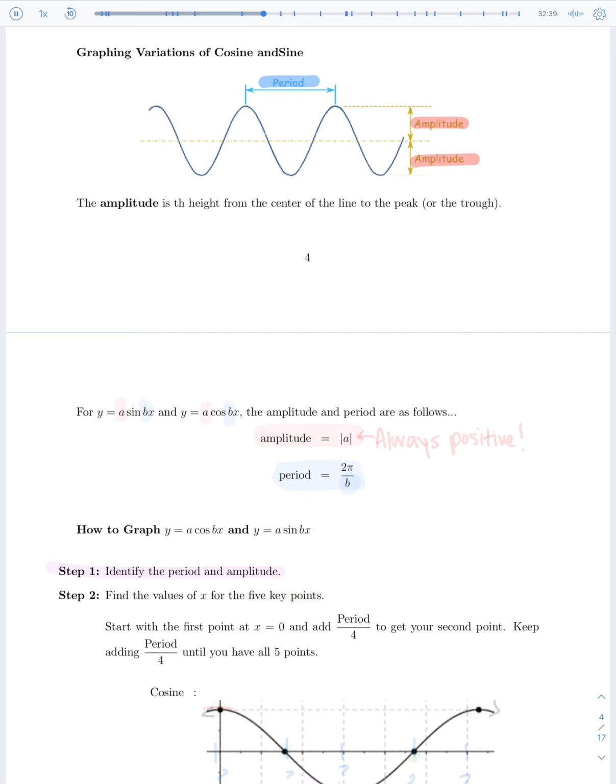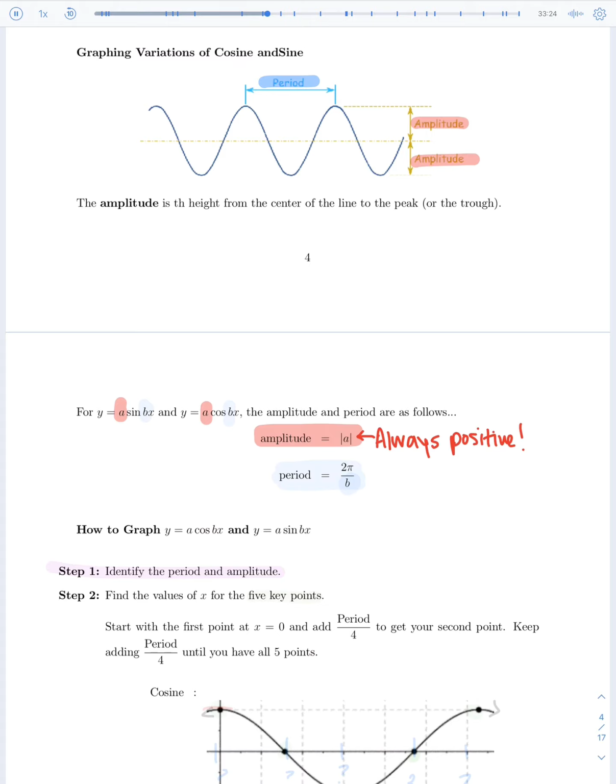So for amplitude, we've got the absolute value of A, where A is the number that's out in front of either the sine or the cosine. It's just like A when you had a quadratic equation. It's always the first number you see that's out in front. Notice the absolute value means that you're always going to want to take whatever that number out in front is and make it positive. So amplitude is always positive because of those absolute values. A isn't always positive, but the amplitude is.